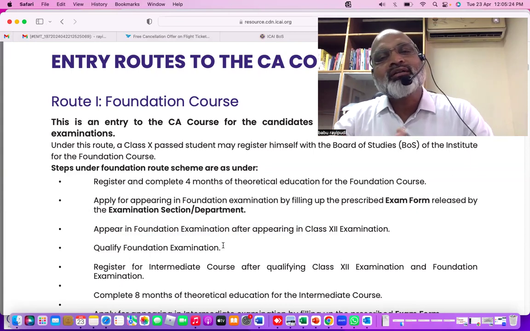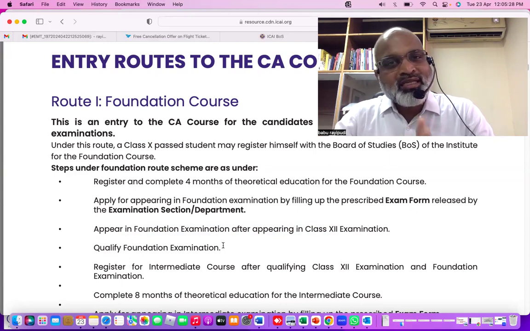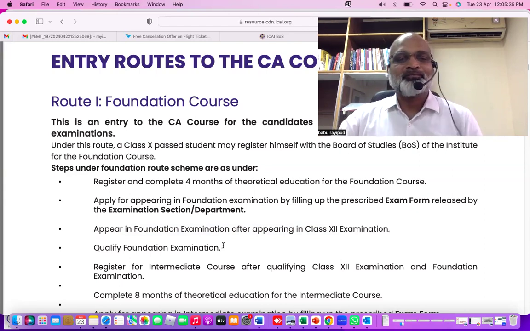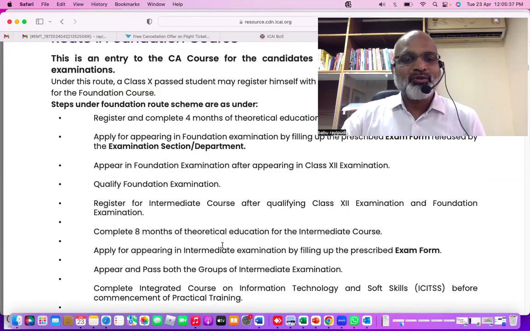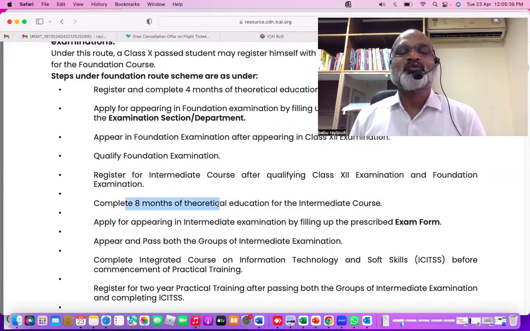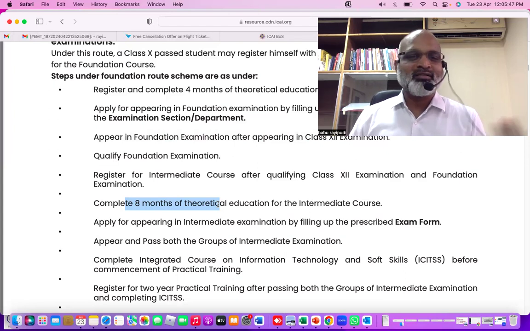So coming to the point, in CA there are three levels. One is CA Foundation, second one is CA Intermediate, third one is CA Final. Usually after CA Intermediate, you have to undergo 2 years of articleship training. Once you get registered, at least 8 months you have to undergo training. Maybe you study on your own or join coaching centers like us or anybody.